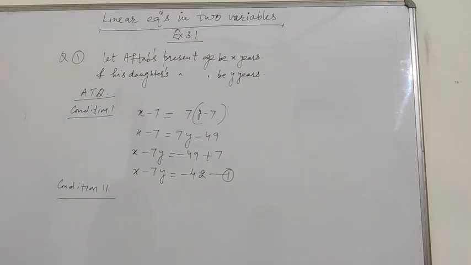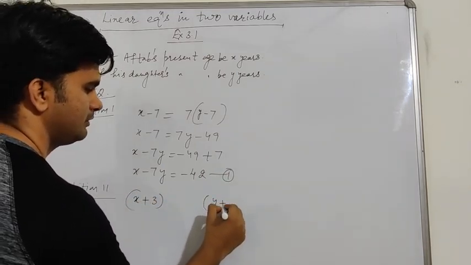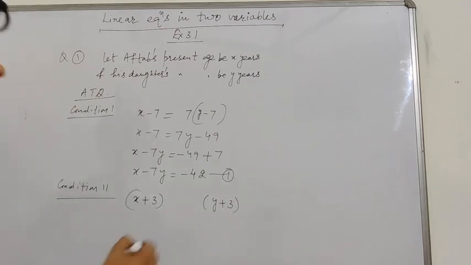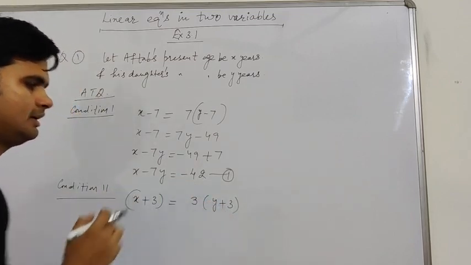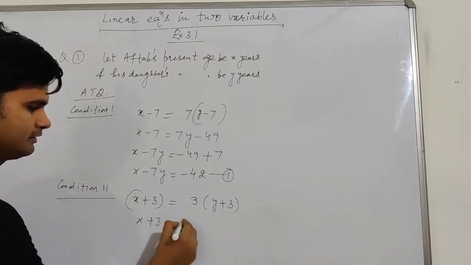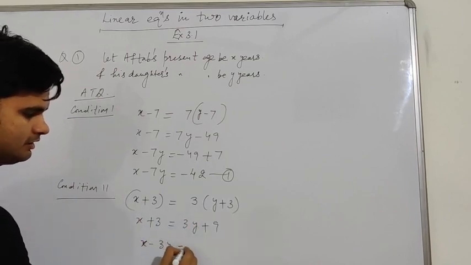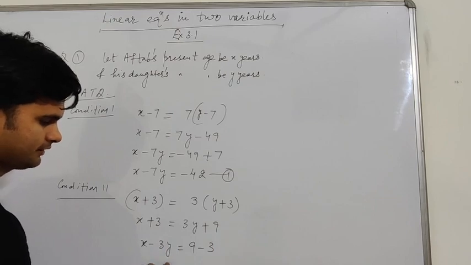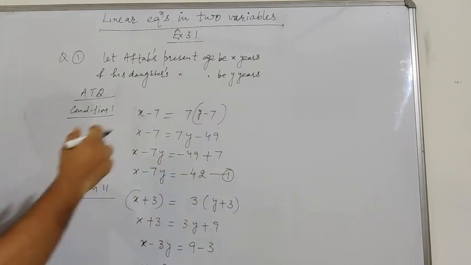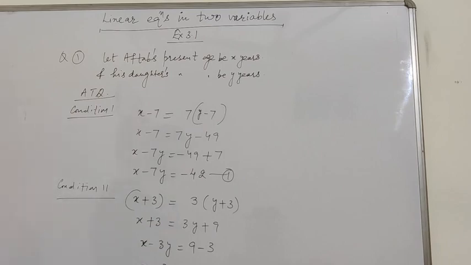Now condition 2. 3 years from now, it means x plus 3 and y plus 3. I shall be 3 times as old as you will be. Multiply this age of the daughter by 3. Now they are equal. x plus 3 equals 3y plus 9, so x minus 3y is equal to 9 minus 3. x minus 3y is equal to 6. Now these two equations are the representation of these situations algebraically.